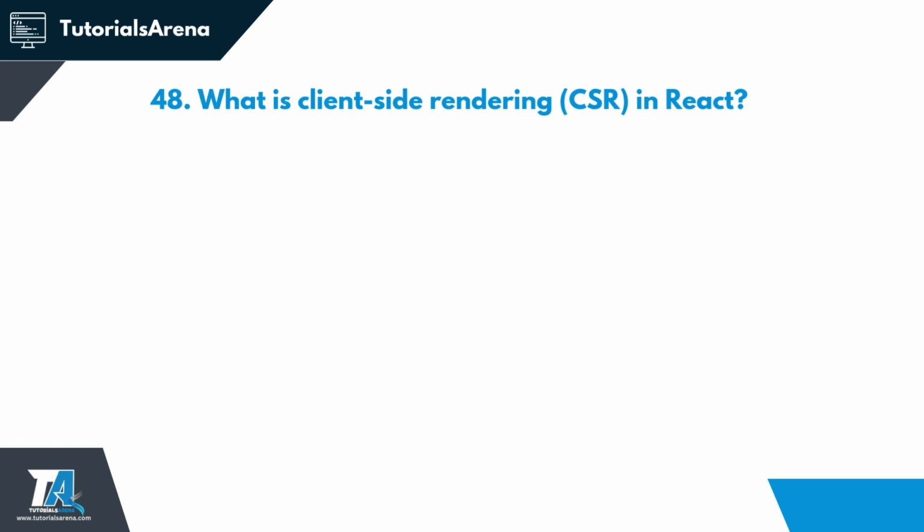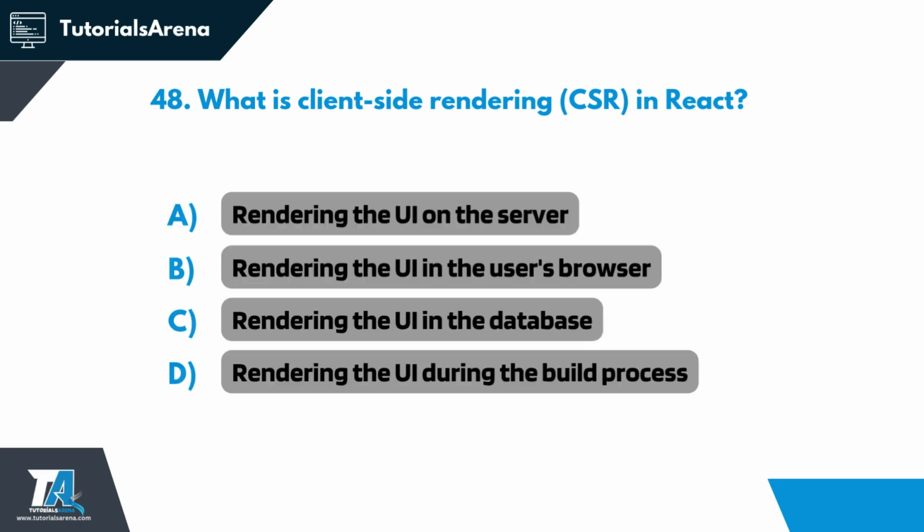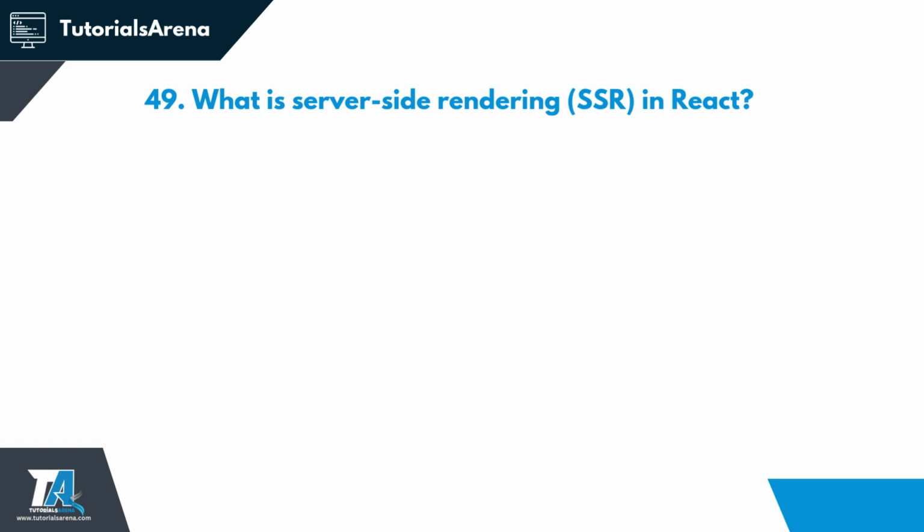Question 48. What is client-side rendering or CSR in React? The options are: Option A, rendering the UI on the server. Option B, rendering the UI in the user's browser. Option C, rendering the UI in the database. Option D, rendering the UI during the build process. The correct answer is Option B, rendering the UI in the user's browser. Moving on to the next question.